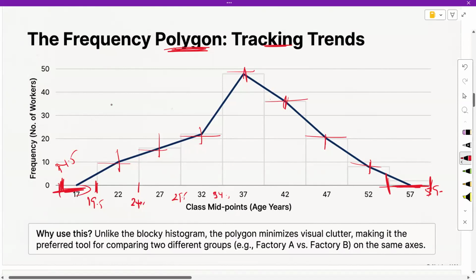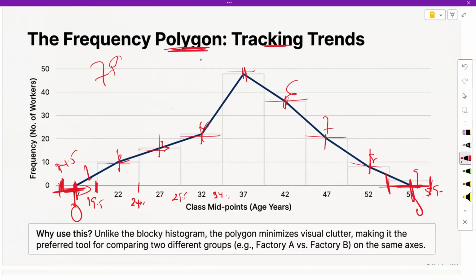So how many classes? Originally we have 7 classes, and we need 2 more, one at the beginning and one at the end. Here 1, 2, 3, 4, 5, 6, 7, 8, 9 classes. There are 9 classes. So you connect these points. It should connect from 0, and it also ends up with 0. And you connect all the midpoints of the histogram. Then it's called a frequency polygon.